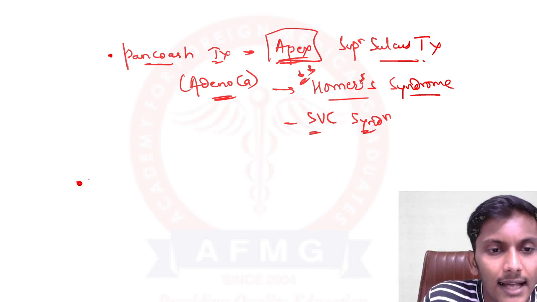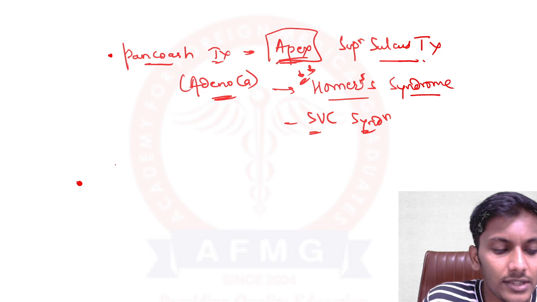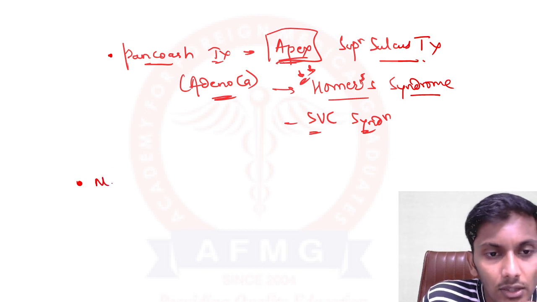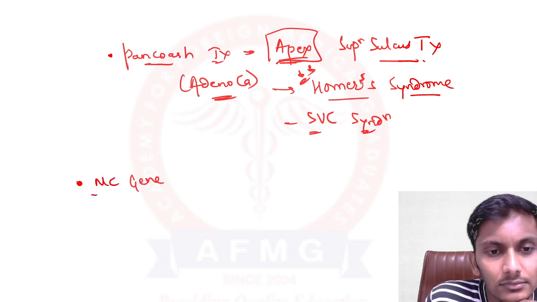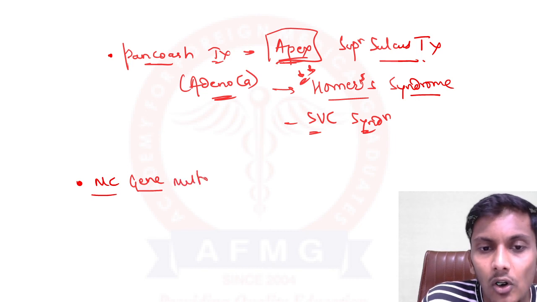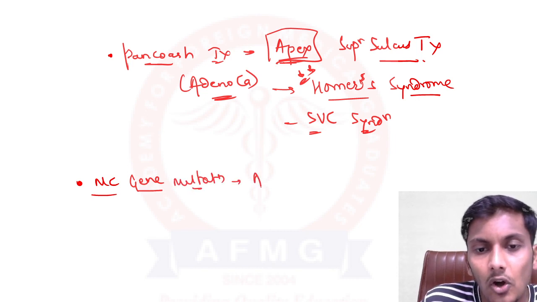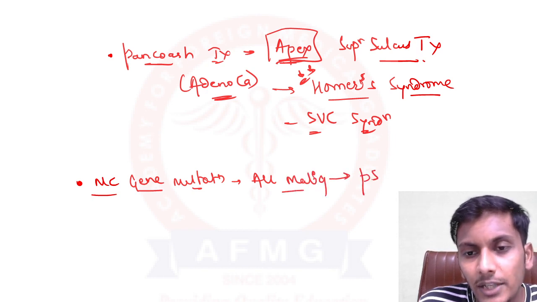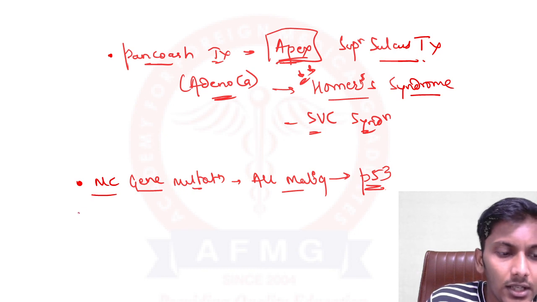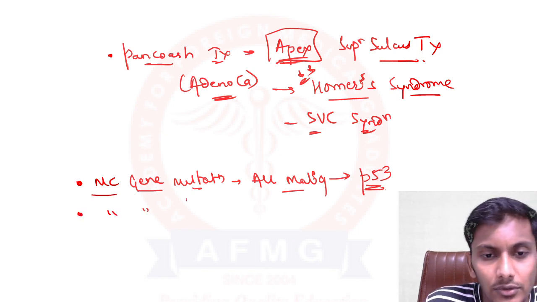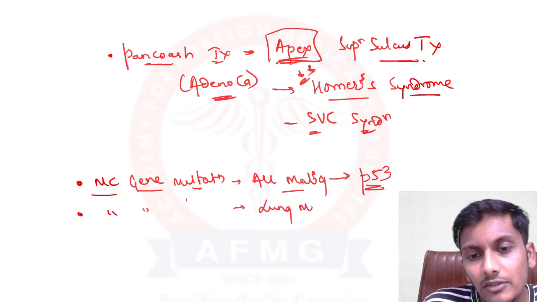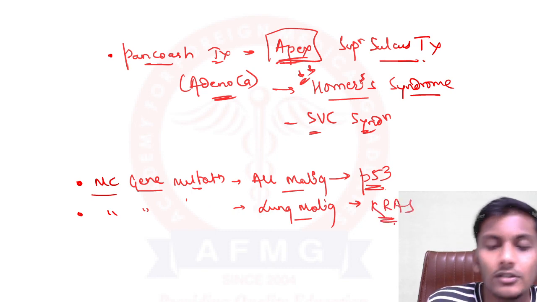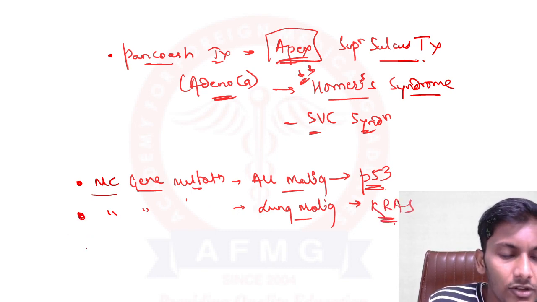And the last one, the gene mutations associated with lung malignancies. The question can be: which is the most common gene mutation associated with all the malignancies of the body? It is the P53 gene mutation. Which is the most common gene mutation associated with lung malignancies? It is the KRAS gene mutation. So the most common gene mutation associated with lung malignancies is KRAS.